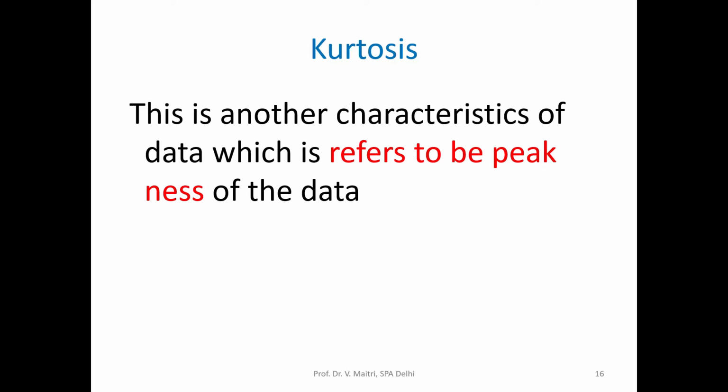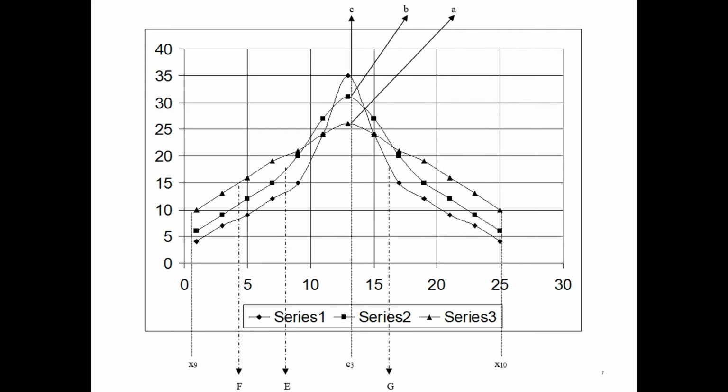Next one is kurtosis. Kurtosis refers to the peakedness of the data. Let's see, just see this curve. Now in this curve, all values are centered on the three curves.